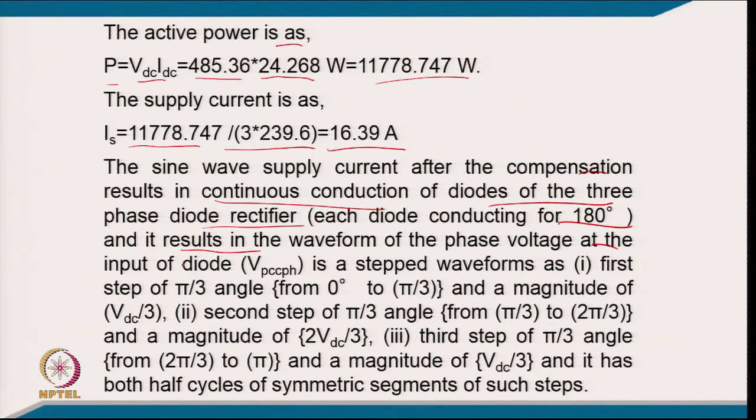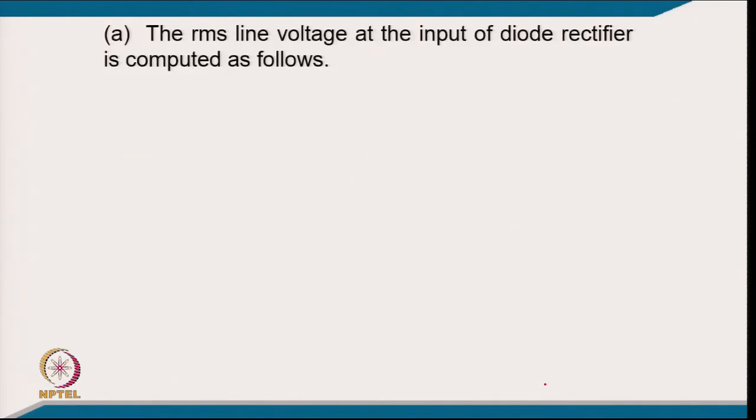of the phase voltage at the input of the diode, VPCC, as a step waveform: a first step of pi by 3 angle from 0 to pi by 3, with a magnitude of VDC by 3; a second step of pi by 3 angle from pi by 3 to 2 pi by 3, with a magnitude of 2 VDC by 3; and the third step of pi by 3 angle from 2 pi by 3 to pi, with a magnitude of VDC by 3. It has symmetric segments of such steps in both half cycles.